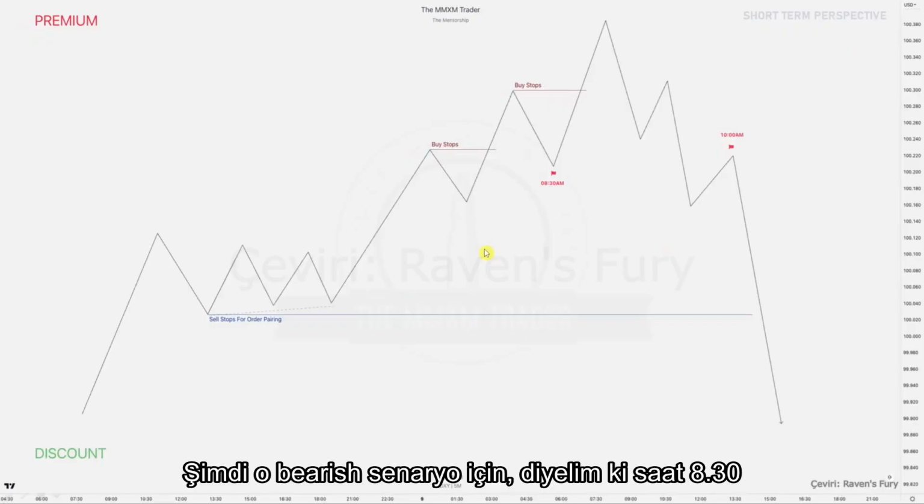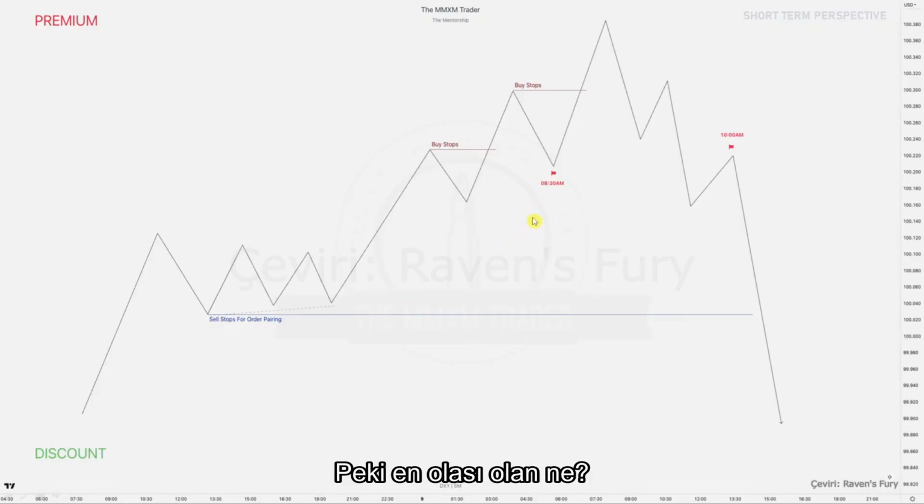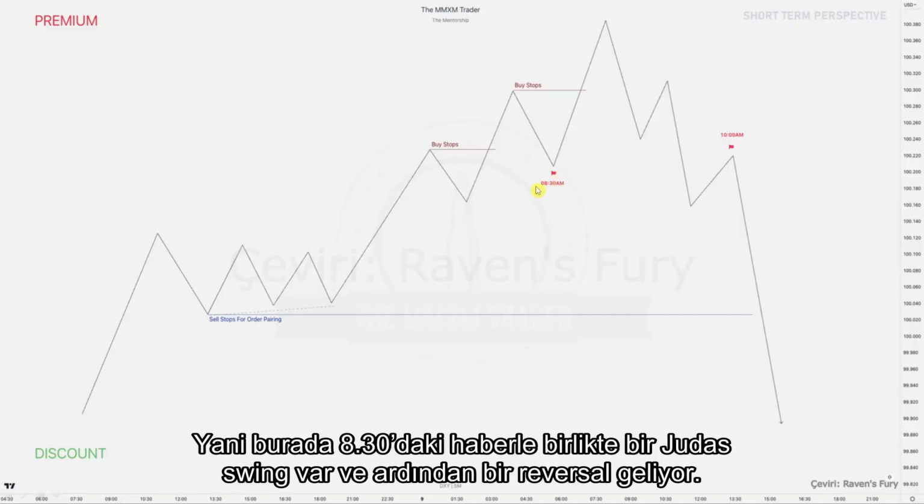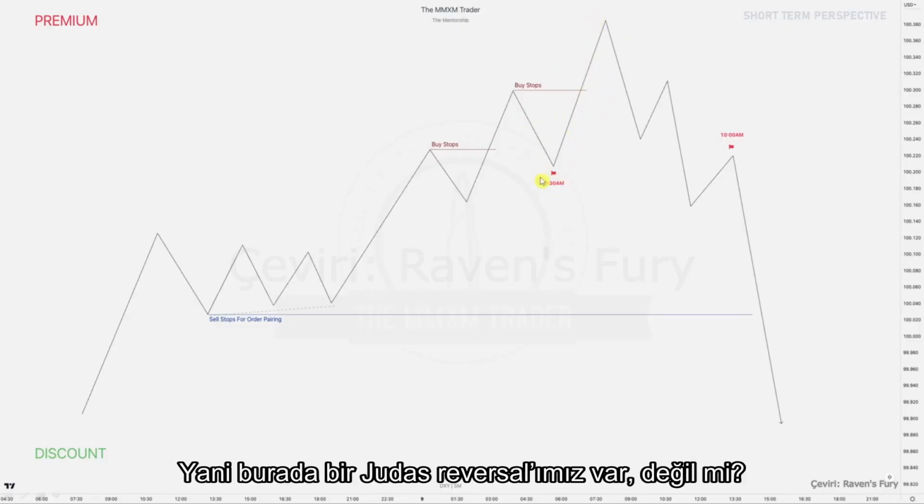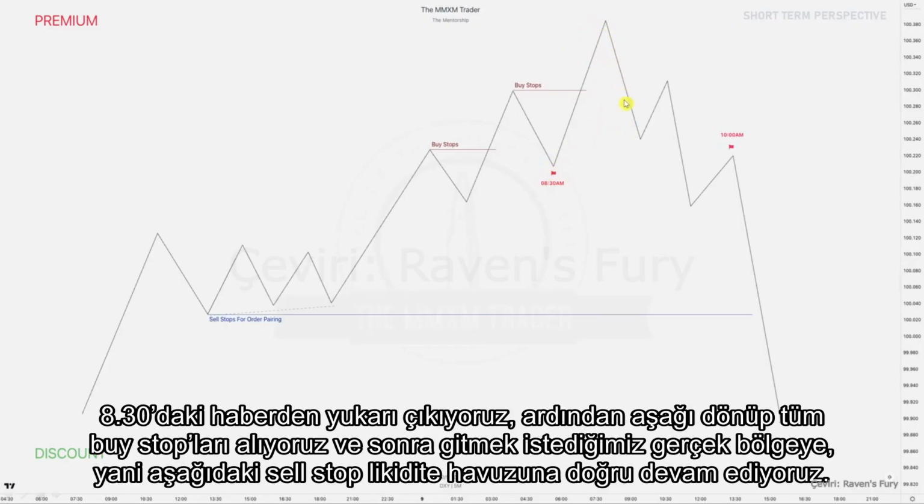Now for that bearish scenario, let's say 8:30 a.m. is high impact news and we did not raid some significant buy stops, right? So what is most likely to happen? We can get a Judas and then a continuation, right? So we have over here a Judas swing with the 8:30 news event, and then we get a reversal. So we have a Judas reversal over here, right? So we're going up from this 8:30 news event, reversing down, taking all the buy stops, and then we're continuing our way down into the real area where we want to go, which is that liquidity pool of sell stops down here.